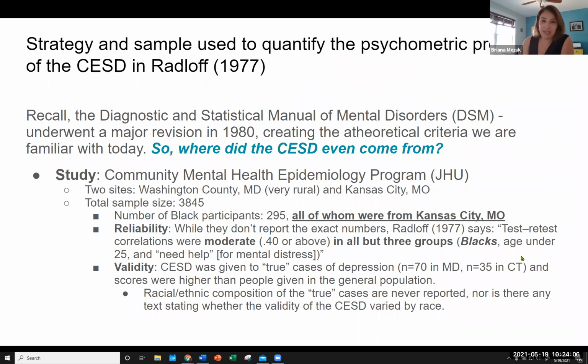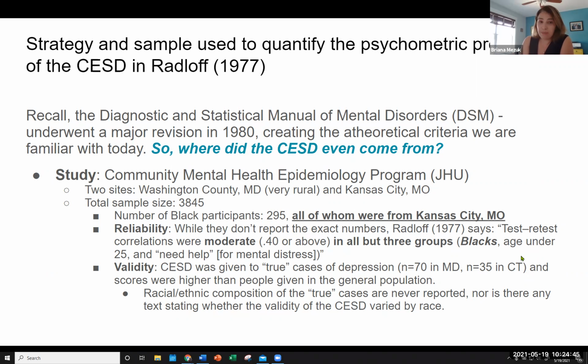So where does the CESD come from? For those of you who are in the field of mental health, you will note that 1977 is a few years before the field of psychiatry undergoes the diagnostic revolution, that is the Diagnostic and Statistical Manual's revision in 1980, the DSM-3, which takes the DSM from a book that's about this thick to a book that's about this thick, and creates these theoretical criteria that we are familiar with today. But the CESD is prior to that. So the CESD is not informed by that revolution.